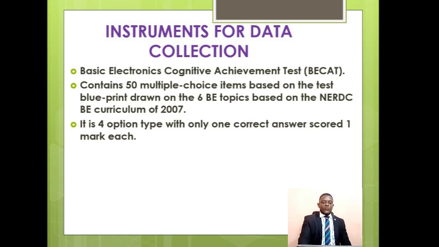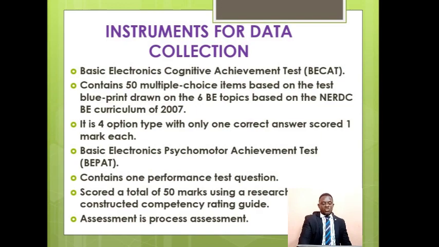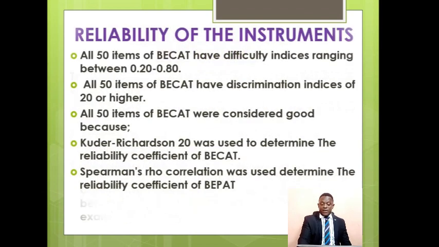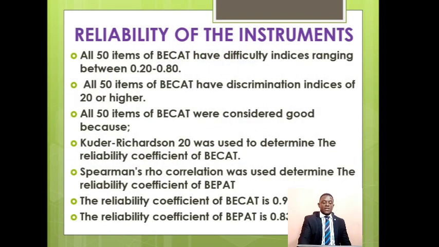Now, the instrumentation for the research included 3 basic instruments. The first was the cognitive achievement test, BCAT, and the second is the psychomotor achievement test, BPAT. And we also had lesson plans. These were all the instruments that were used. These were validated by relevant and qualified experts before they were put to use. Now, reliability of the instrument. This is one of the things that you must bear in mind.